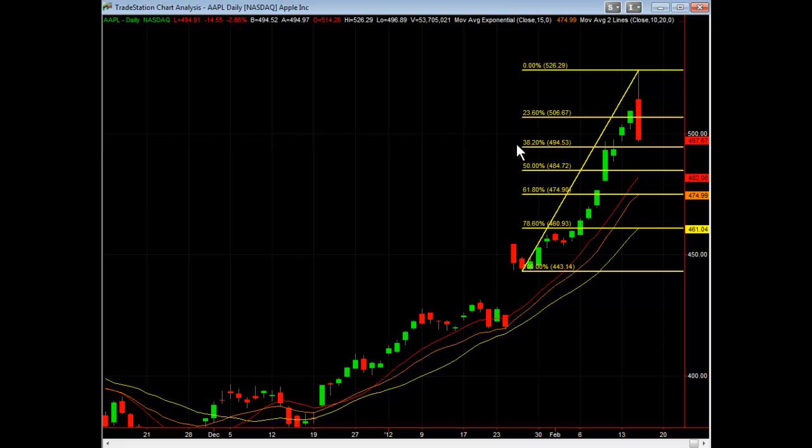So you can see that the first Fibonacci retracement level is right here at 494.53. Currently in the after hours, we're right now at 494.91. So this is a first level support. Then the 50% retracement is 484.72, and then the 618 is 474.90, and then the 786 is 460.93.